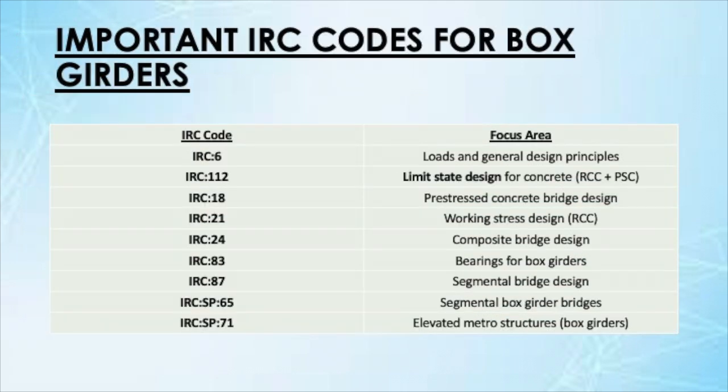These are the important IRC codes, Indian Roads Congress codes, for box girders. IRC 6 for loads and general design principles, IRC 112 limit state design, IRC 18 pre-stressed concrete bridge design, IRC 21 working stress design, IRC 24 composite bridge design, IRC 83 bearings. The most important code for bearings is IRC 83. Segmental bridge design is proposed in IRC 87. IRC SP 65 and IRC SP 71 both cover segmental box girder bridges and elevated metro structures for box girders.